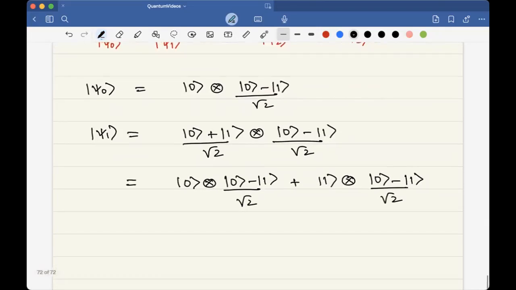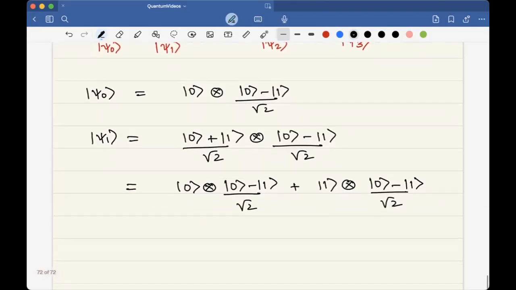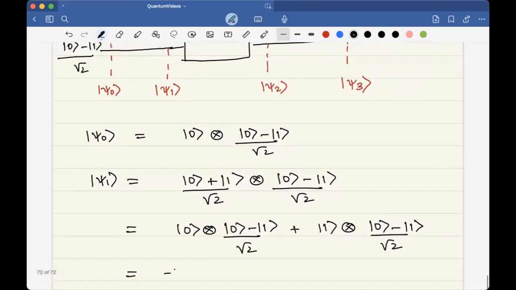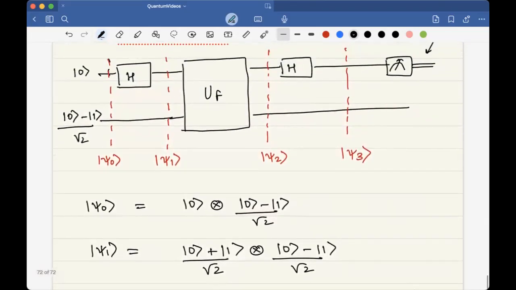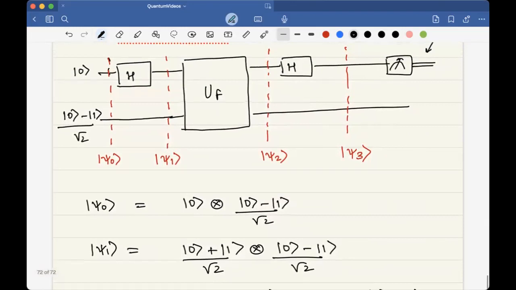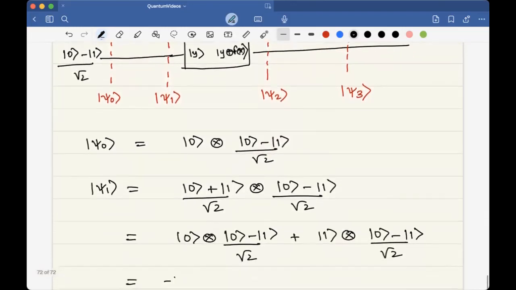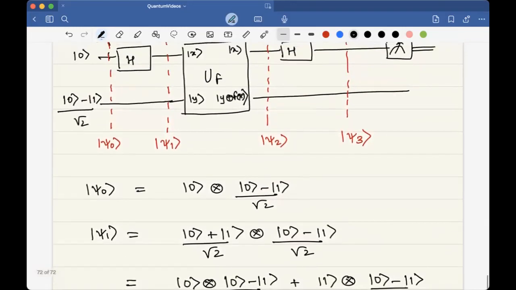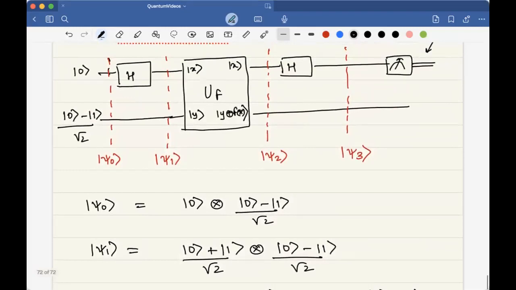All right, so let's apply the proposition over here. So this will be psi 1. And I am now going to apply this black box. The black box takes x, y and outputs x tensor y plus f of x, sorry, y plus f of x. So now let's look at what happens when the black box query function gets applied.